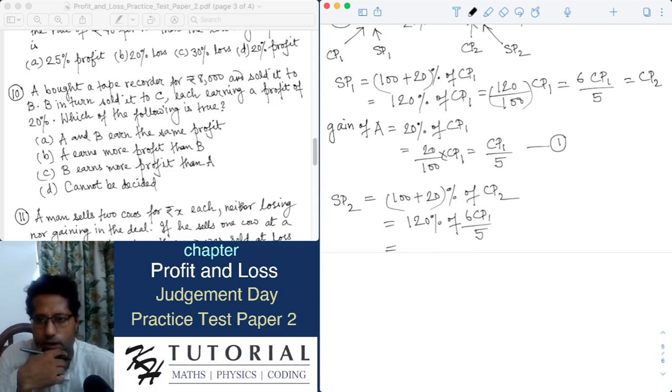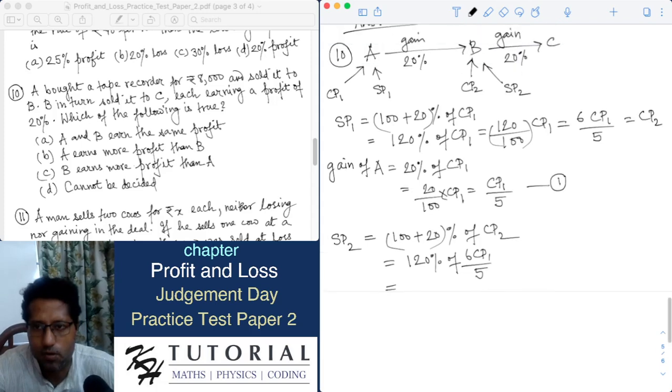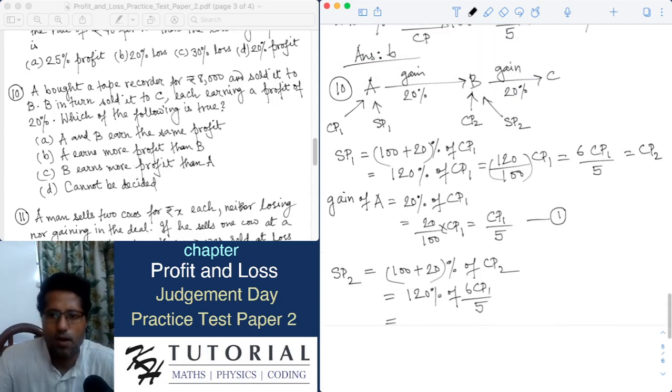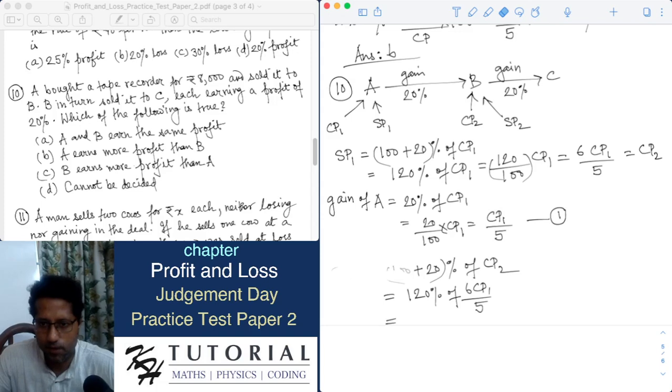Wait a minute. Why am I calculating SP2? I need not calculate SP2. We have found that the gain of A is CP1 by 5. To find the gain of B, I need the cost price of B, that is CP2, and CP2 I know is 6 CP1 by 5. So I need not find the selling price for B. I just need to find the gain of B.